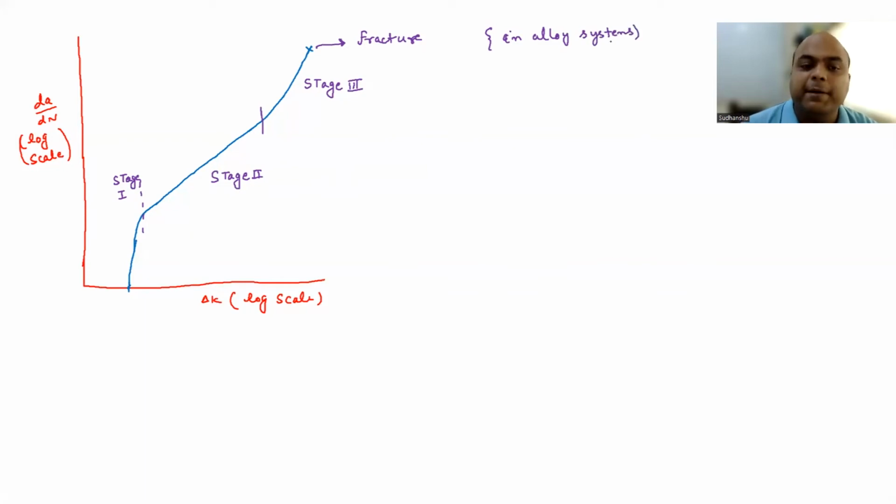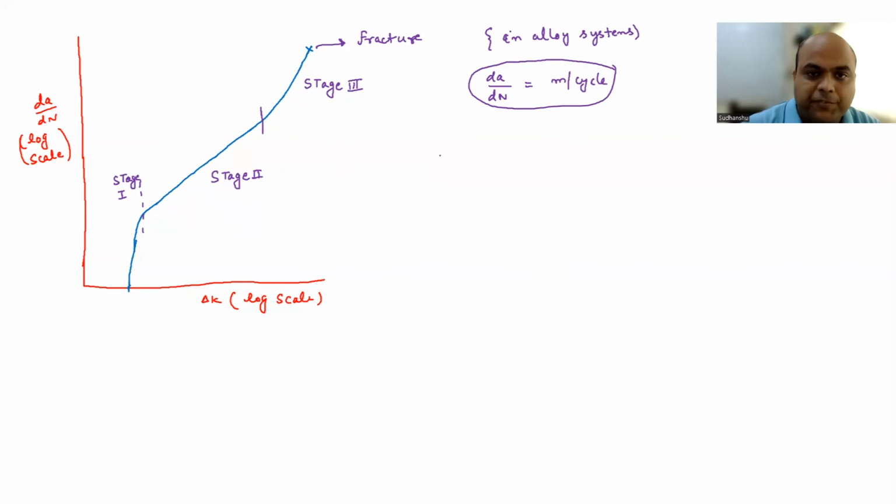So we are plotting dA by dN versus delta K. Delta K is the stress intensity factor range. dA by dN: the numerator is dA, so the increase in the crack length, and the denominator is dN, so the number of cycles for that particular increment in crack length. So dA by dN is meter per cycle. That is the unit. Okay.